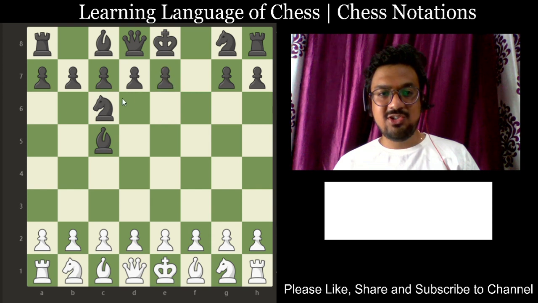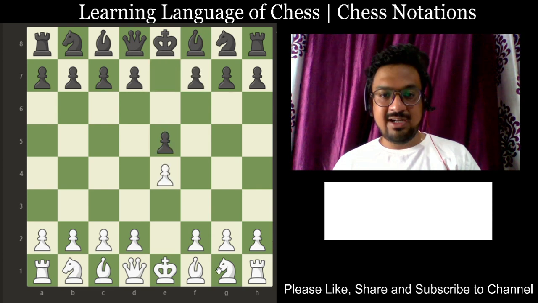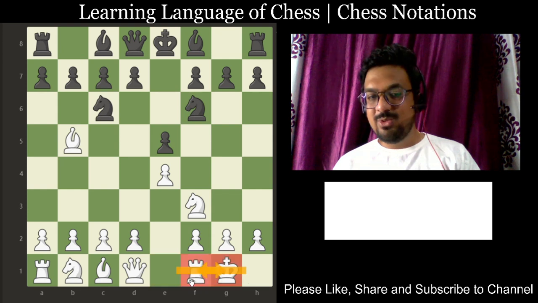So just imagine the game happens in this way, that you play e4, e5, nf3, nc6, bishop to b5, and knight to f6. And what is this move called where you put your king on the g file and the rook on the f1?